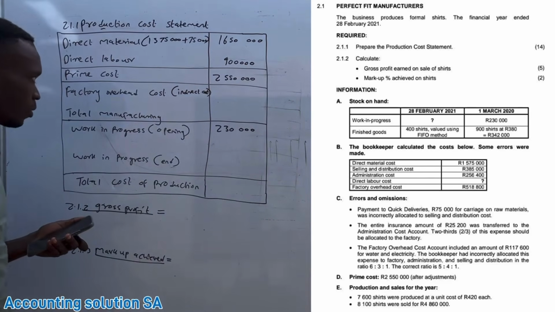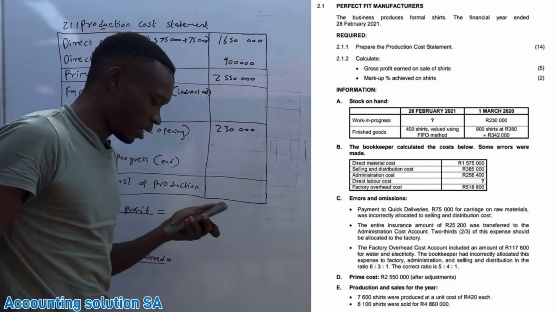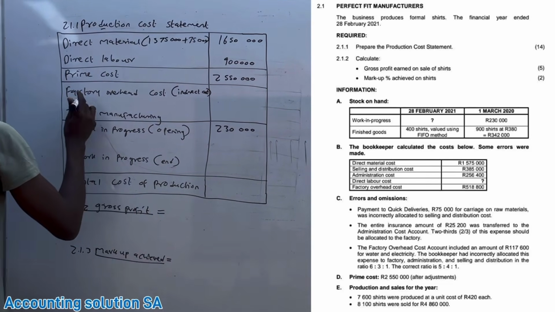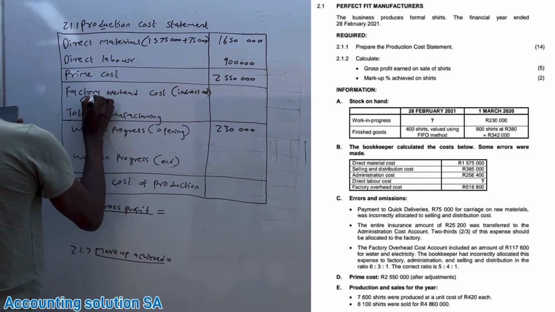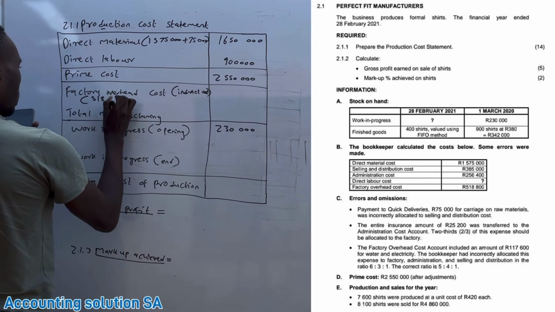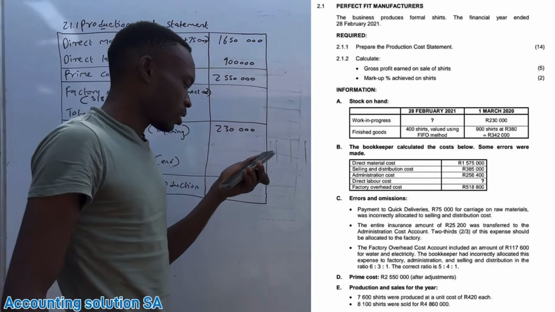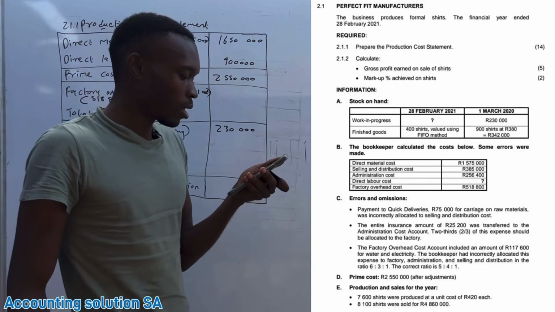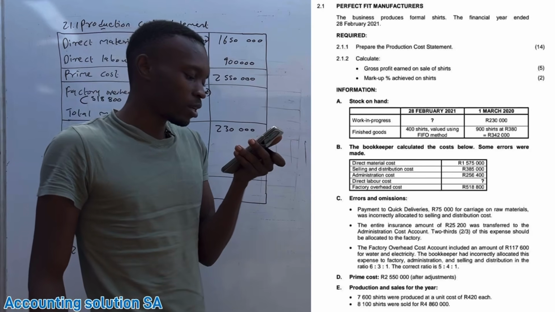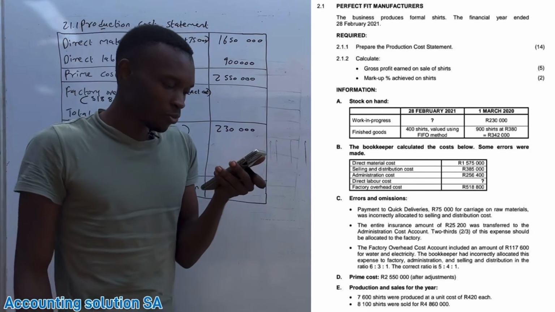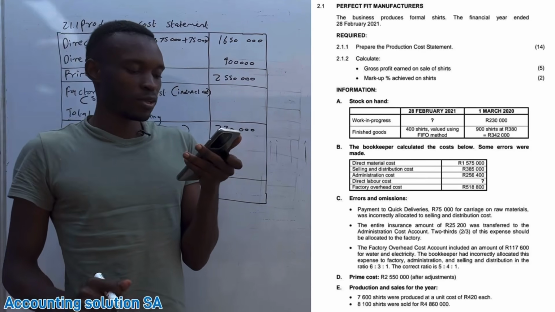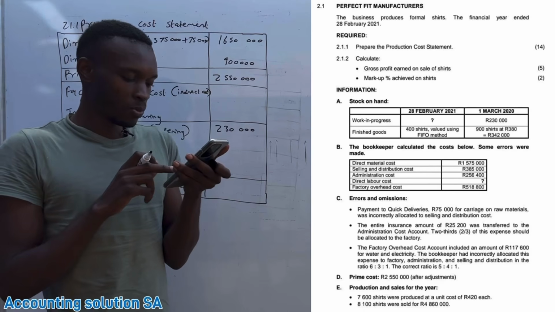900,000. Simple. Now let's go to our factory overhead. The factory overhead amount that we've been given initially is 518,800. Then after that, we need to check transaction number 2 under C, error and omission. The entire insurance amount of 25,000 was transferred to administrative costs, and we were supposed to do 2/3 of this expense allocated to factory. 2/3 of 25,000 is what we're supposed to allocate to factory overheads.